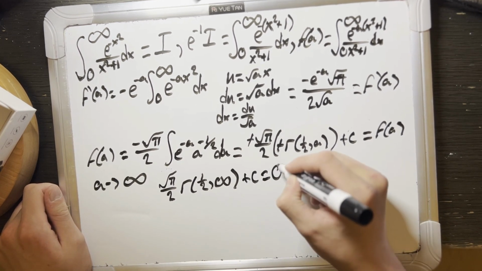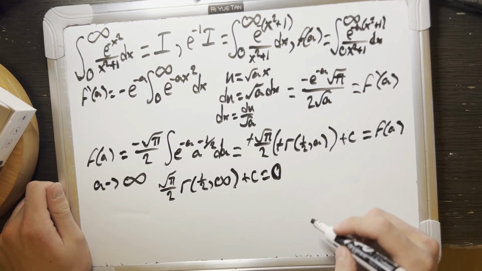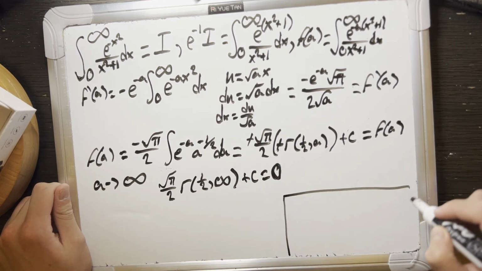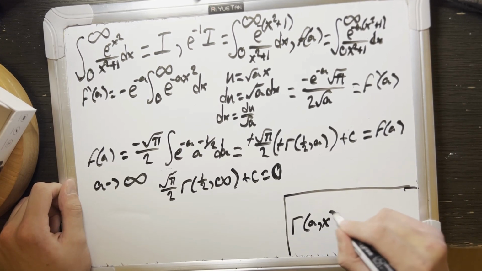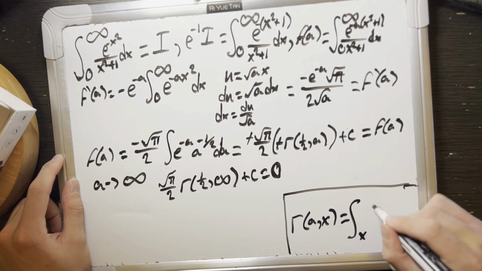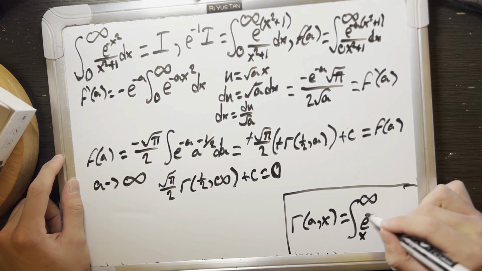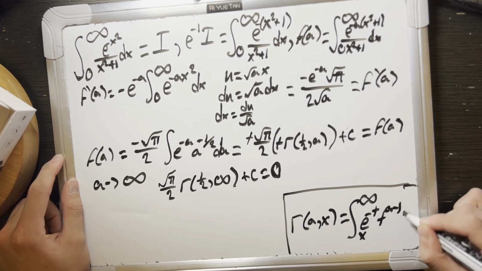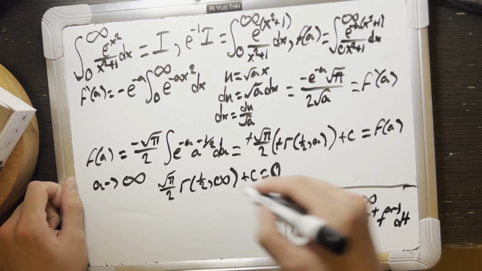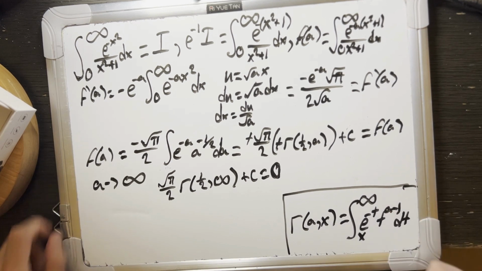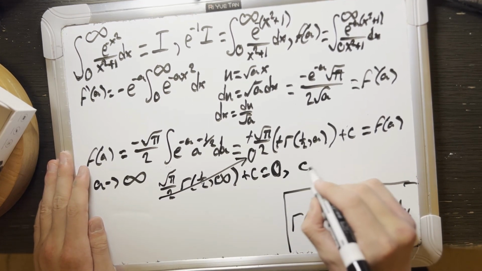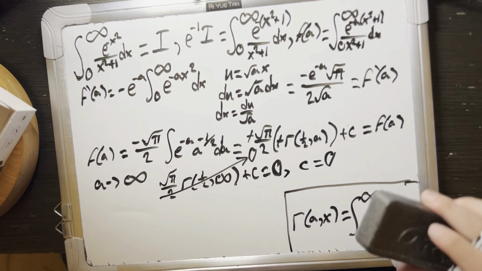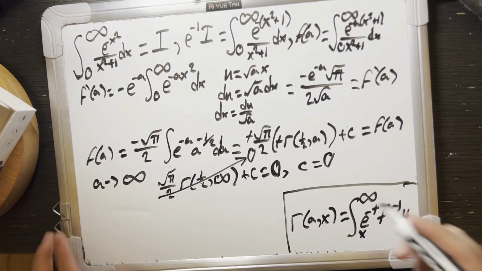But this is also 0, the incomplete gamma function of anything and infinity, due to the incomplete gamma function definition, which is gamma of a, x equals the integral from x to infinity e to the minus t times t to the a minus 1 dt. So if you plug in infinity for the x right here, you get infinity to infinity. Same limits, same upper and lower bounds of integration. Therefore, it goes to 0. And then we get c equals 0. Now we don't have to worry about c.